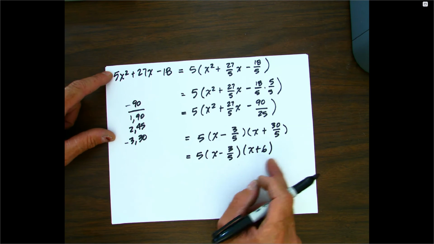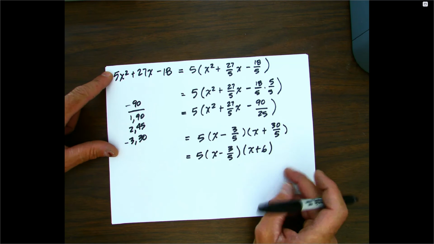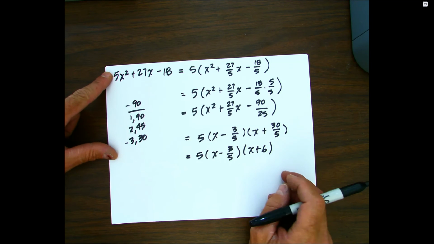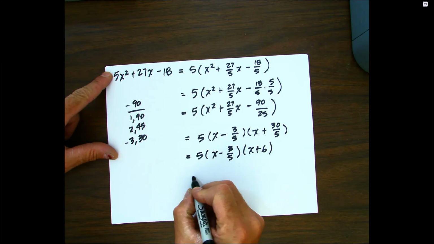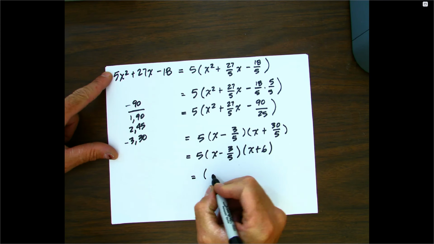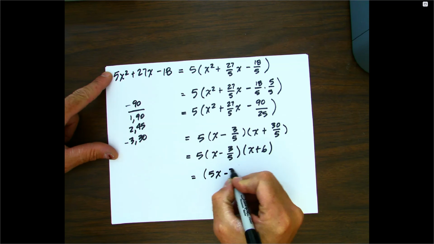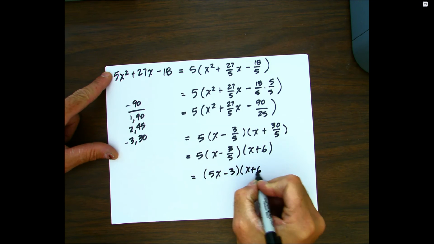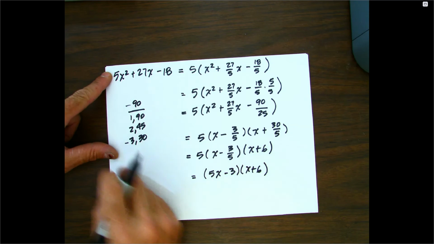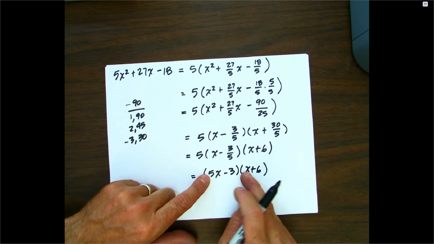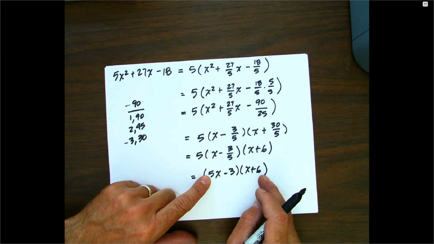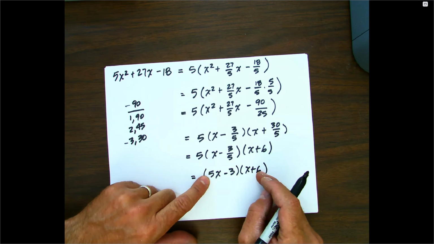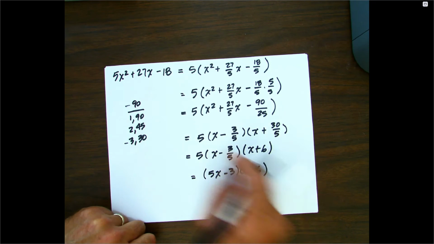But of course, the book solution would probably distribute the 5 across the first term, call it 5x minus 3, x plus 6. This is also easier to check. Of course, 5x times x gives us our first term, negative 3 times 6 gives us our last term, and the cross product of 30 minus 3x gives us our middle term. So certainly, this is the solution that we're after.